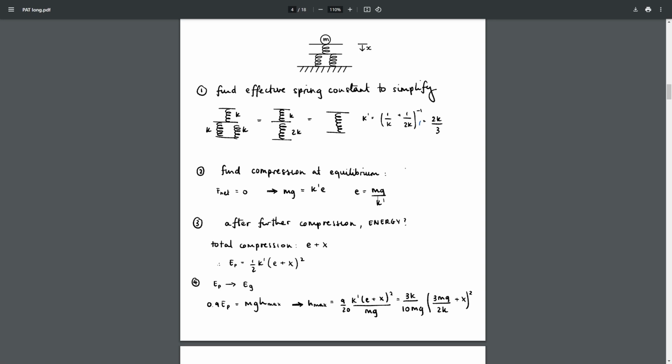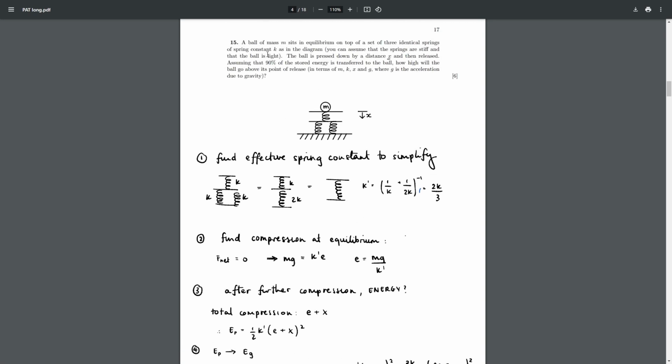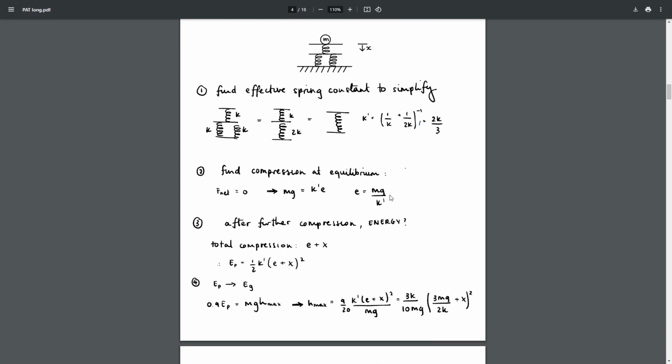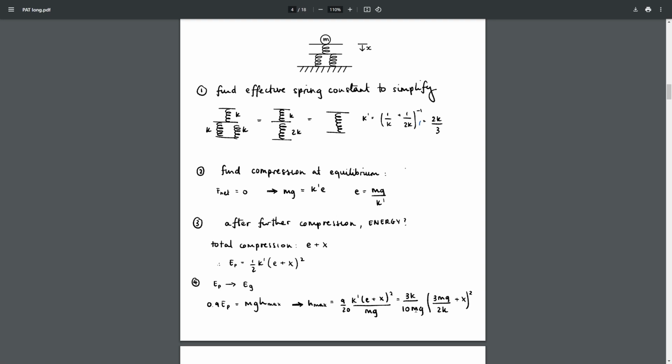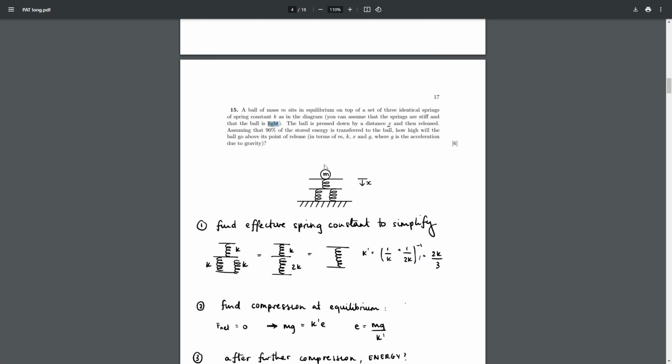But one thing we can note is that because we're told the ball is light, either here at step 2 or at step 4, we can say that e, mg over k prime, is roughly equal to 0. So the answer could also be 3k over 10 mg, multiplied by x squared. And that is valid because of what we're told. We're told to assume the ball is light.